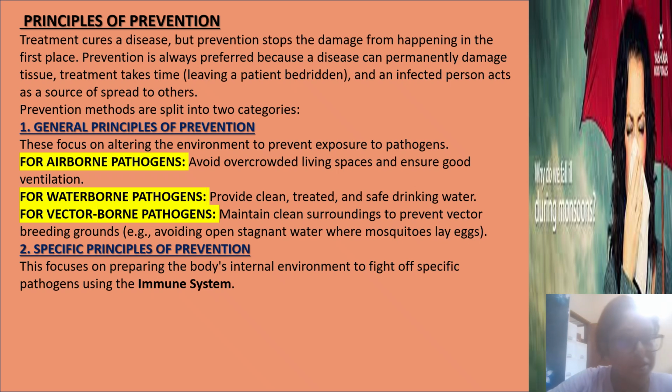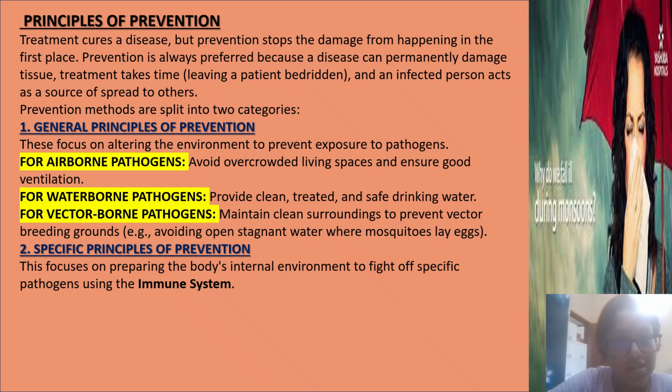Next, principles of prevention. Treatment cures a disease, but prevention stops the damage from happening in the first place. Prevention is always preferred because a disease can permanently damage tissue. Treatment takes time, and an infected person acts as a source of spread to others. Prevention methods are split into two categories: first, general principles of prevention, and second, specific principles of prevention.